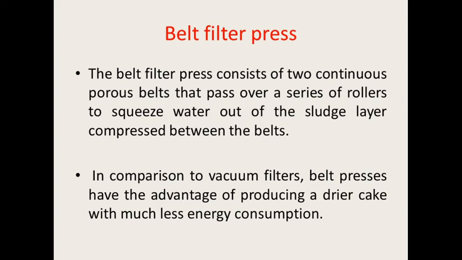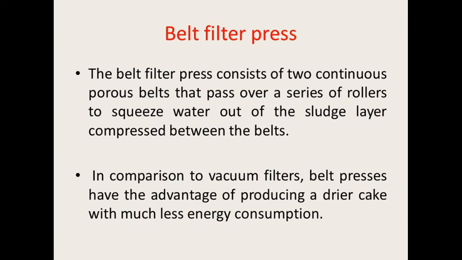Whatever sludge we supply gets compressed between the belts, which separates the water, and secondly separates the sludge at the other end. In comparison to vacuum filters, belt presses have the advantage of producing a drier cake with much less energy consumption.